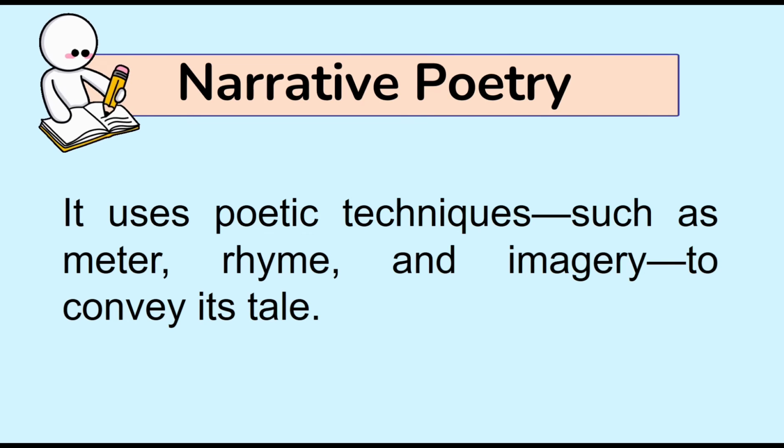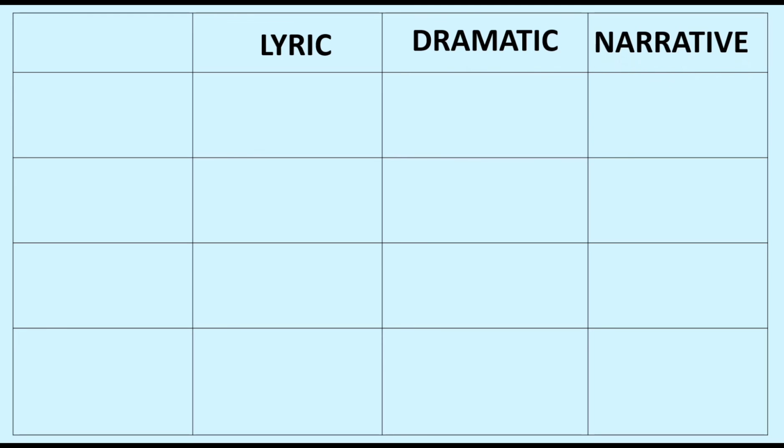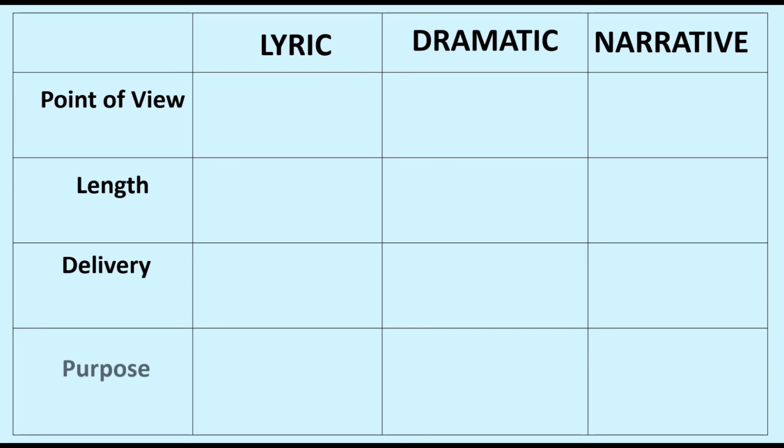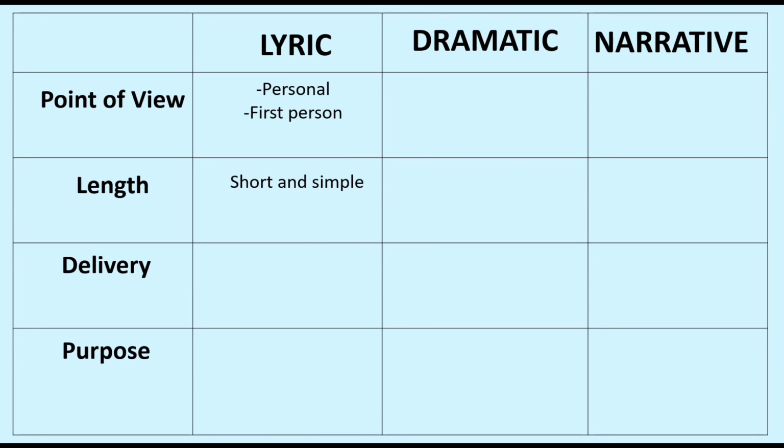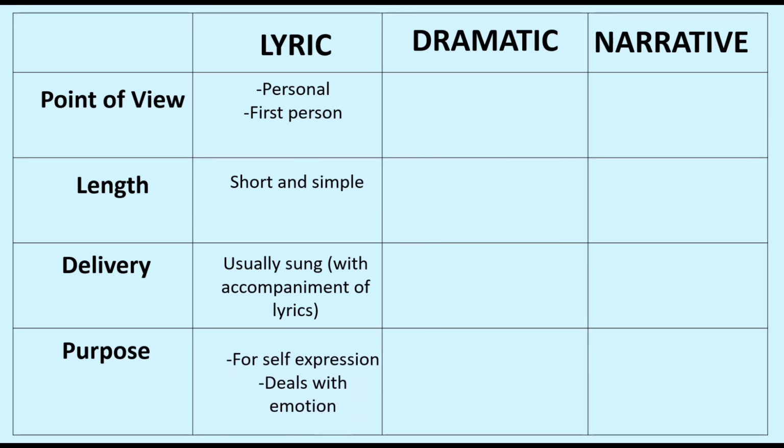Now here is the comparison of the three types of poetry: lyric, dramatic, and narrative, according to the elements of poetry such as point of view, length, delivery, and purpose. Lyric poetry. Point of view: personal, first person. Length is short and simple. Delivery: usually sung with accompaniment of lyrics. And the purpose is for self-expression and deals with emotion.